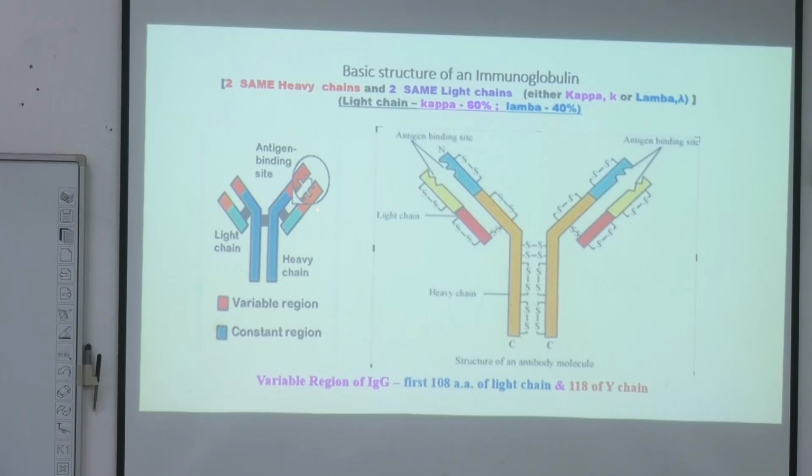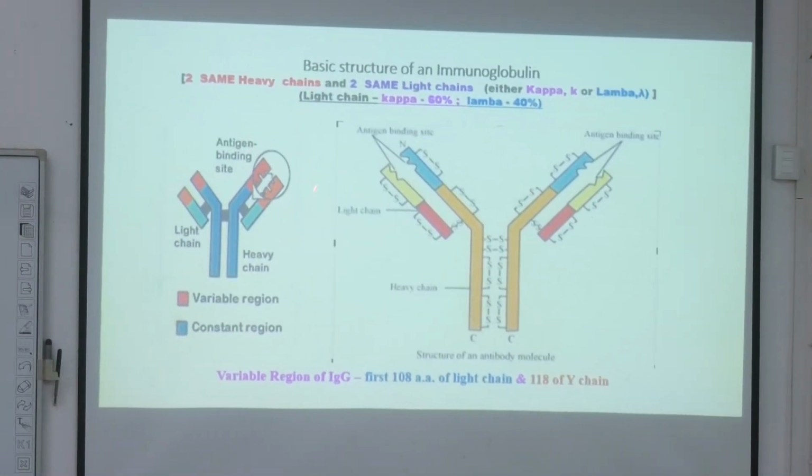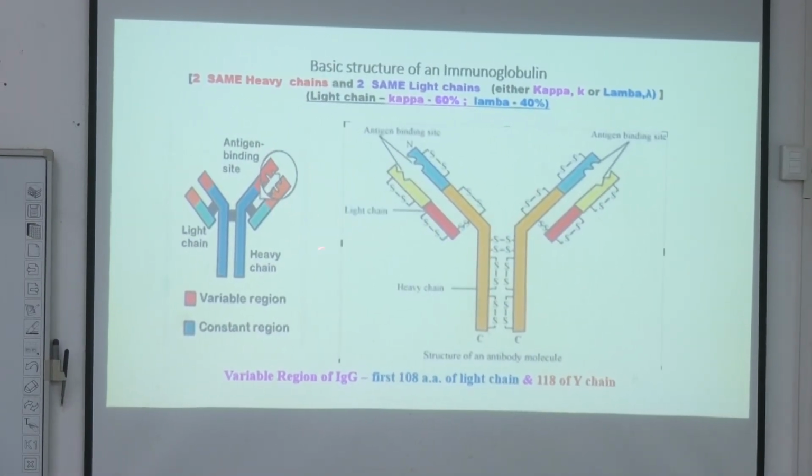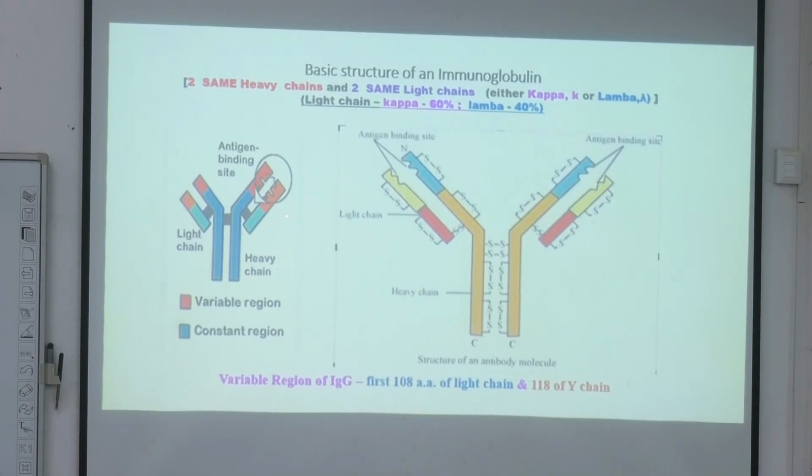In the light chain part, there is the variable region which is constituting the antigen binding site, that is the FAB portion. And remember, there is only a single type of light chain, whether it is kappa or lambda, it will be present. It will not be a mixture of the two, as I told you earlier.